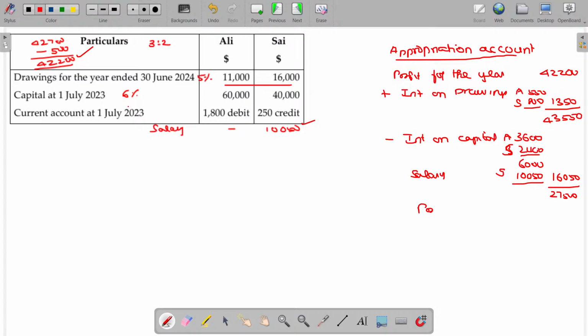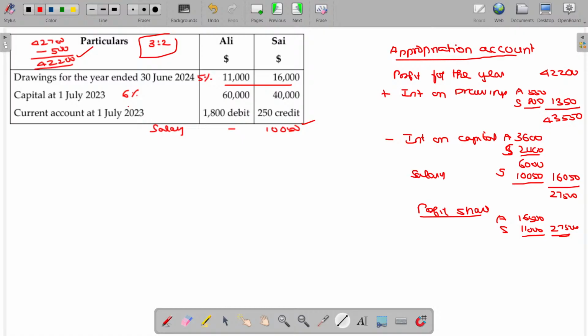Profit share to Ali and Sai will be shared in the ratio of 3:2. 3 shares of this 27,500 are for Ali and 2 shares are for Sai. 3/5 and 2/5, 16,500 and 11,000, total 27,500.